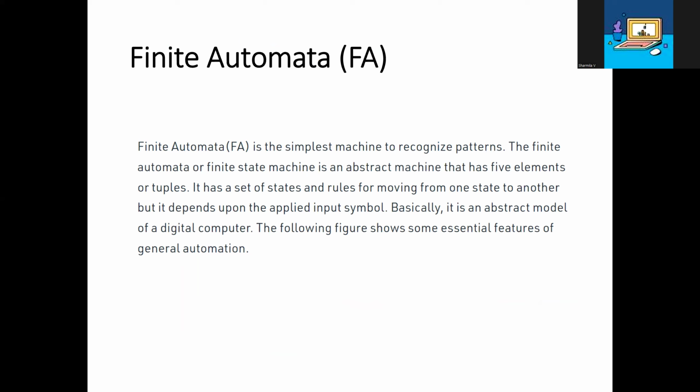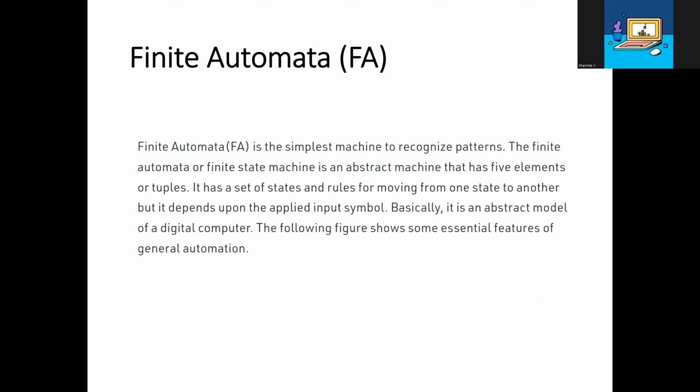In this Theory of Computation, we're going to discuss initially what is finite automata. That is called FA, finite automata. It's a machine to recognize a pattern. It is the simplest machine to recognize a pattern. A pattern is, for example, the tiles on your home floor, or a similar pattern like the checks on a chessboard. That is called a pattern.